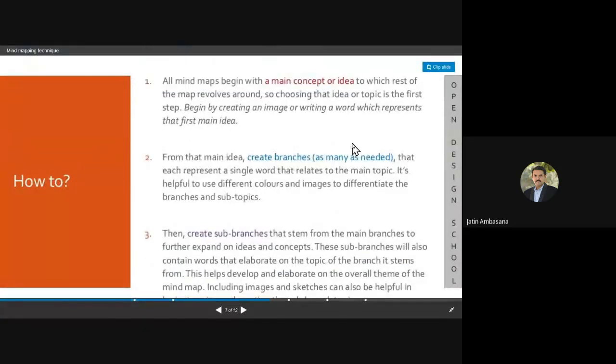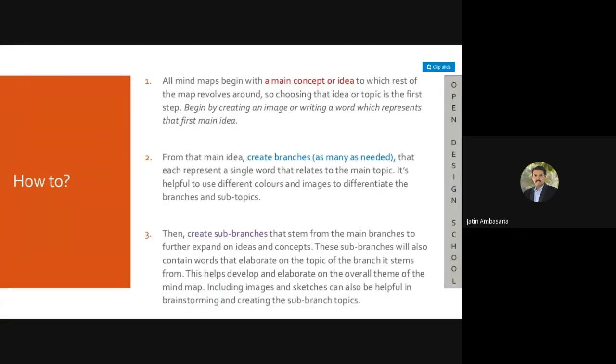Now, how to basically use it. So what you do is you begin with a main concept or idea to which the rest of the map revolves around, right? For example, if you are making a mind map for your project, then you keep project in the center.